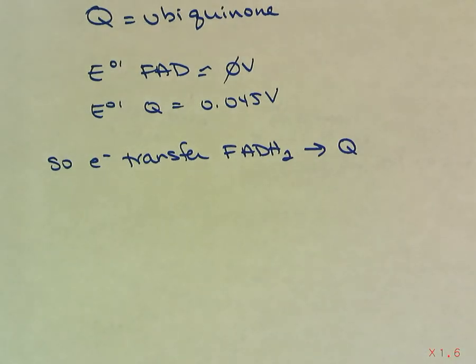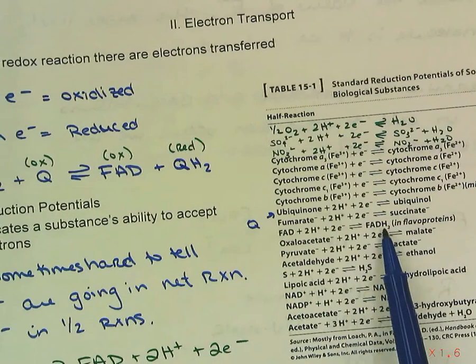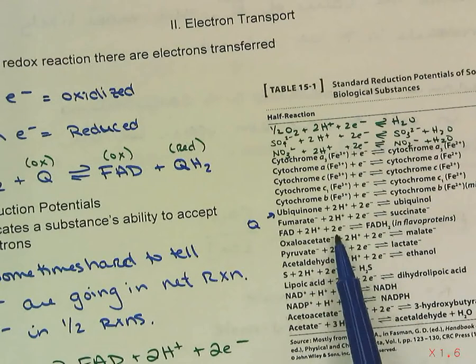And technically FAD can't transfer electrons. It's really this version of it, the FADH2, that gives up 2 electrons so Q can have 2. That's the right thought process.